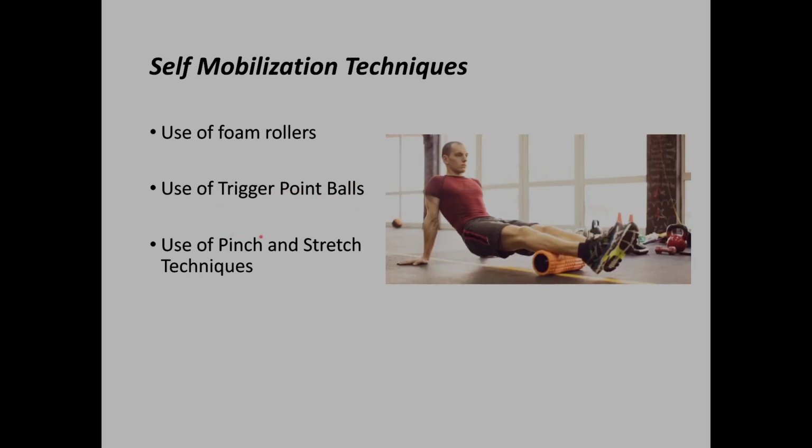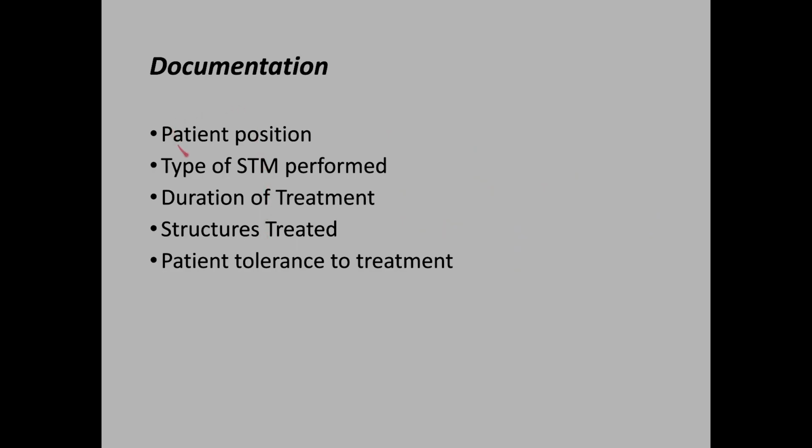Self-mobilization techniques, just know the variations. And then how we would document. Certainly for any of the ones that we're going to cover moving forward, documentation is going to be key. So points of consideration for your documentation for soft tissue massage: what position was the patient in? What kind of soft tissue massage did we do? What were the strokes? How long was the treatment? What structures did you treat? Well, we worked on the trap for 15 minutes and I did some petrissage and trigger point release. And then the patient's tolerance to the treatment.